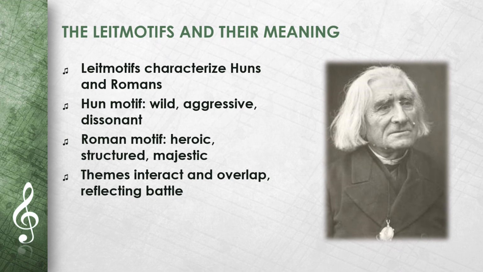In Hunnenschlacht, Liszt uses leitmotifs to characterize the Huns and the Romans musically. The Hun motif is wild and aggressive, often in the low registers and with dissonant harmonies. In contrast, the Roman motif is heroic and structured, with proud and majestic melodies. These musical themes interact and overlap as the composition progresses, reflecting the course of the battle.